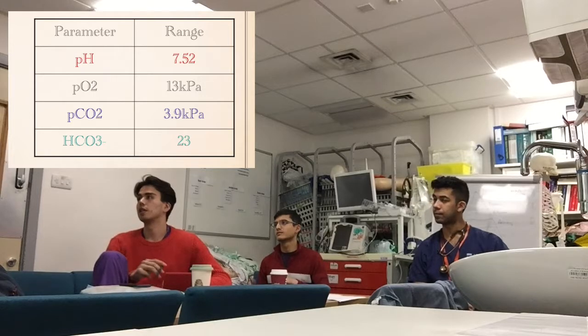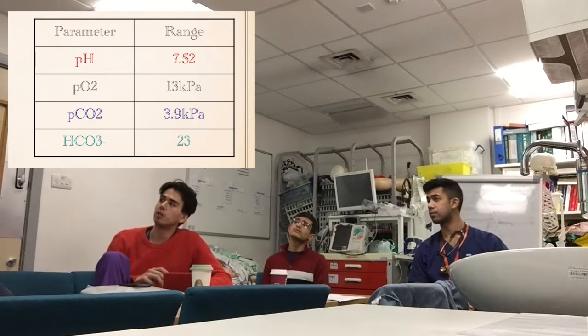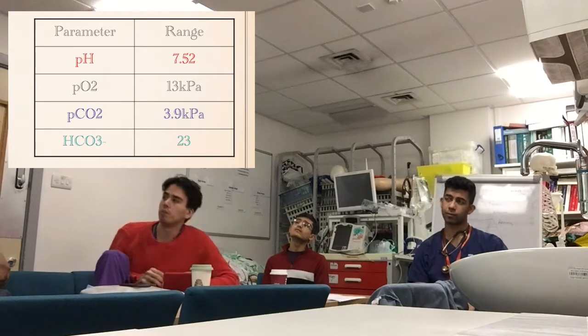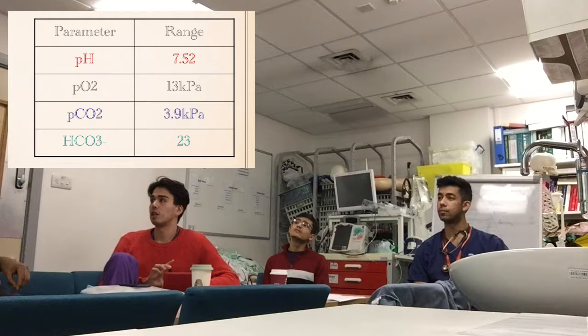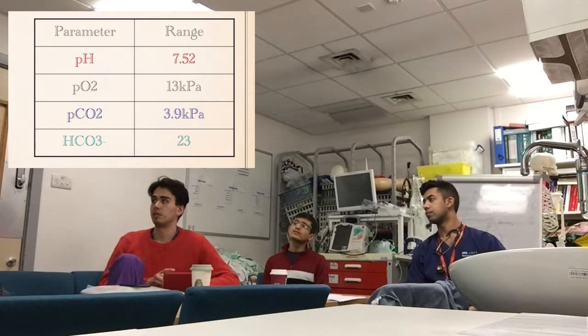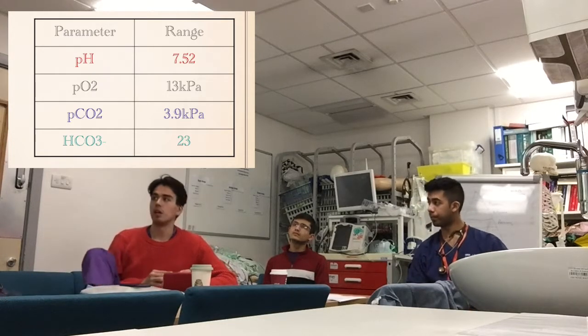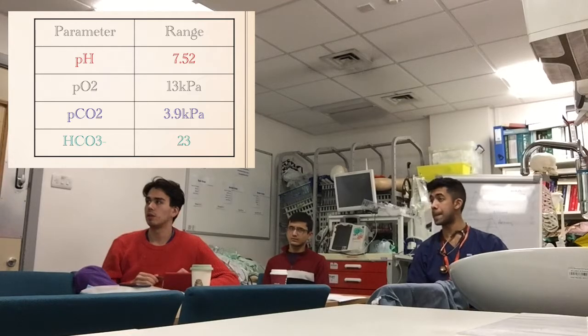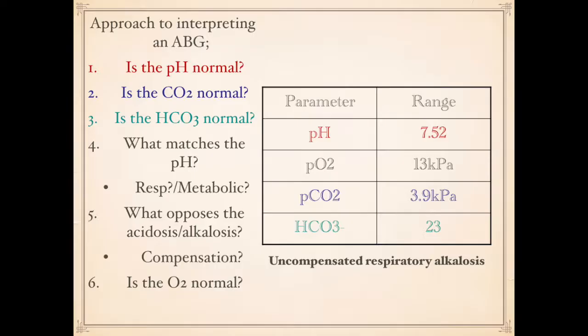Well, he's alkalotic. His carbon dioxide is low. His bicarbonate is within normal range, and his oxygen is normal range as well. So he's in respiratory alkalosis. Do we agree? Okay. Again, you follow the process really well. This is just straight up uncompensated respiratory alkalosis. Well done. Can we think of potential causes for this?